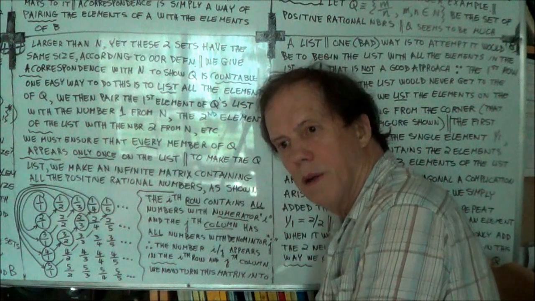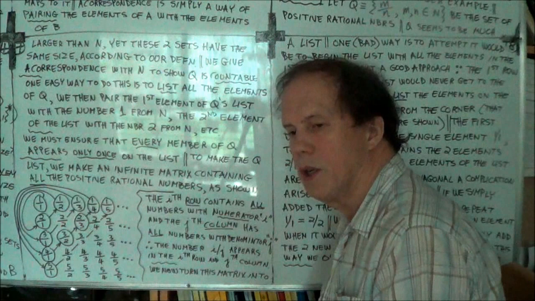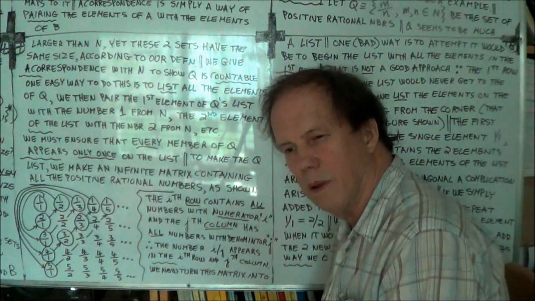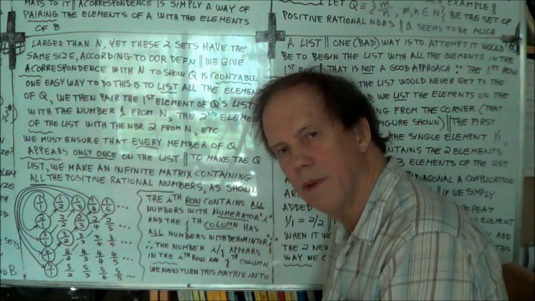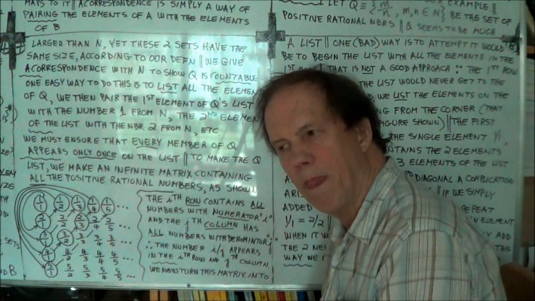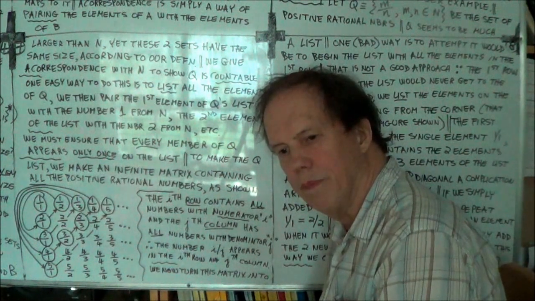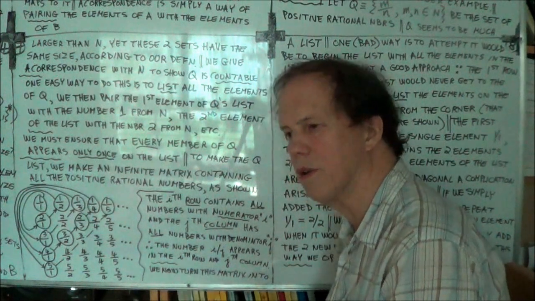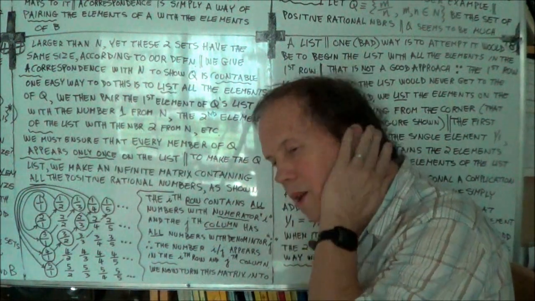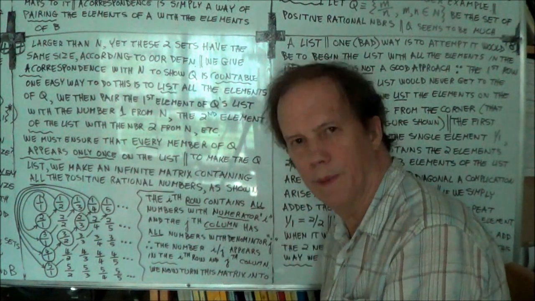Now this session we really only have one goal in mind. We're trying to show that the infinite set of positive rational numbers, in other words positive fractions m over n, where m and n belong to the natural numbers, the positive integers starting 1, 2, 3, and so on, is countable.